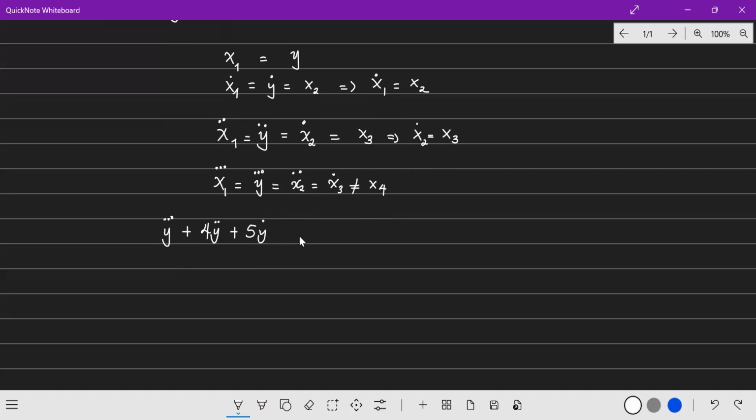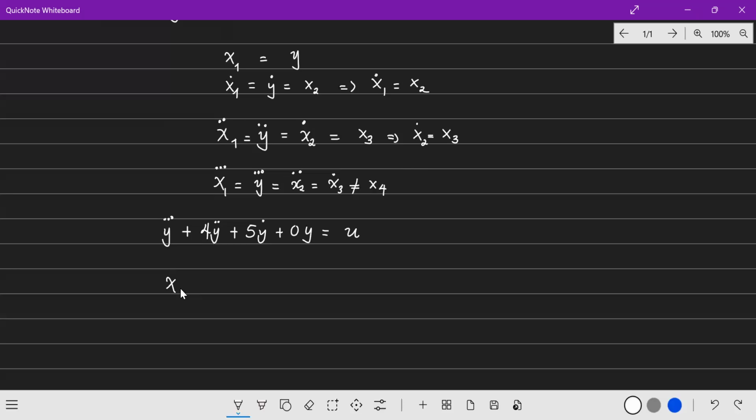And I'm just going to put 0y by default, right? Remember, the derivative is reduced, right? Okay, equal to u. So y triple dot is simply equal to what? From this information, it's simply x3 dot, isn't it?